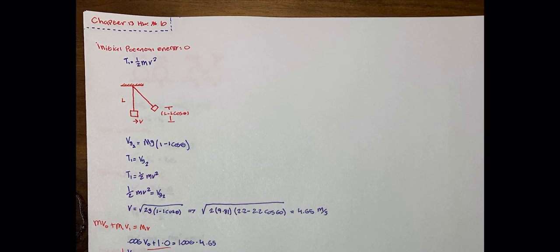All right, number 10. We have a bullet shot at a block connected to a string. And then the block swings to a maximum angle of 60 degrees. We're supposed to determine the initial speed of the bullet, the impulse imparted from the bullet on the block, and the force on the cord immediately after impact.